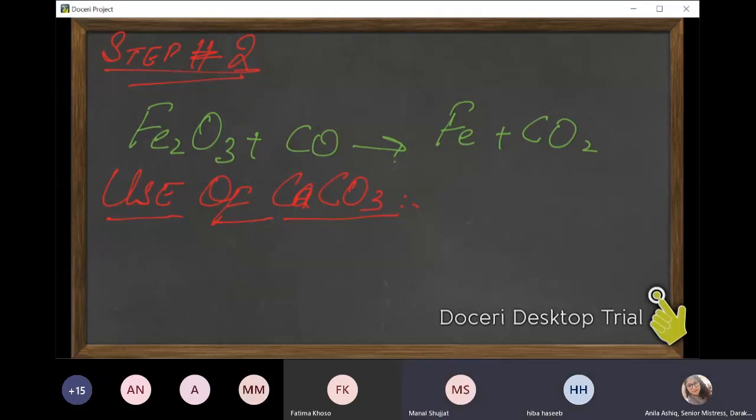And what will be the reaction? There are two possible reactions. The first reaction would be? Yep. The first reaction would be? Miss, I'm not sure. That's not right. The first reaction would be calcium carbonate, which is breaking down into what?